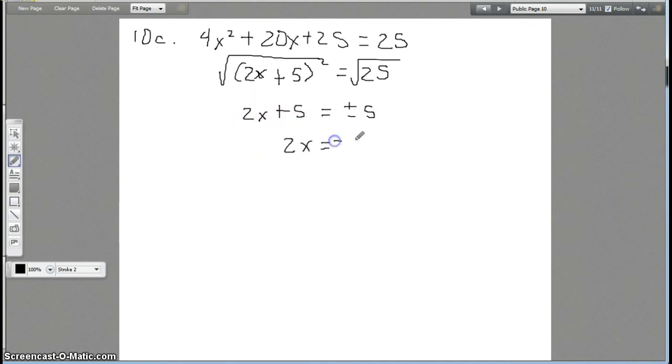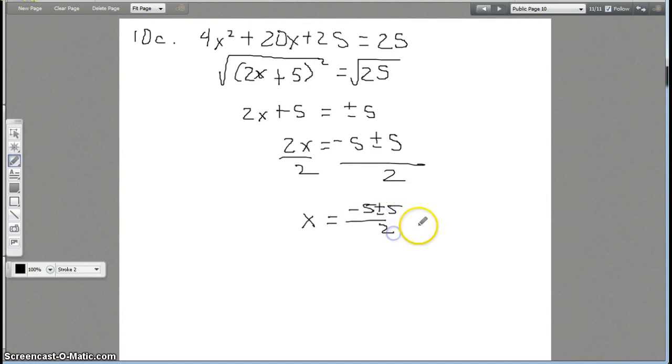So now to solve this, we need to subtract 5 from both sides. So we get 2x equals negative 5 plus or minus 5. And then we need to divide both sides by 2. So we end up with x equals negative 5 plus or minus 5 over 2. Our two answers are going to be negative 10 over 2 and 0 over 2, which simplifies to negative 5 and 0. So our x will equal negative 5 and 0. And that is all. Number 10 is just like number 18 that I assigned for homework.